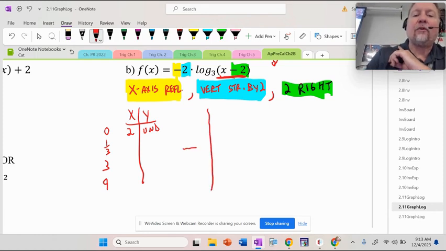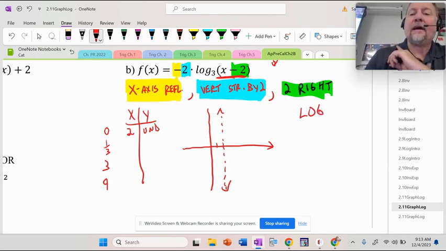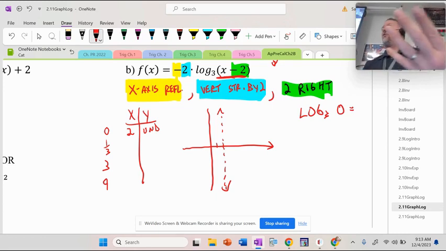1, 2, that is where my vertical asymptote is, the 0 of the logarithm. Why? You cannot evaluate log base 3 of 0. That doesn't work. I don't care anything else that's around it, the -2 on the multiplier or the -2 on the left. Undefined is undefined.